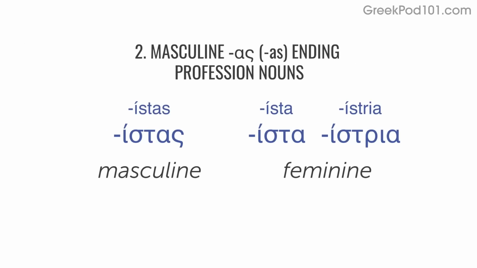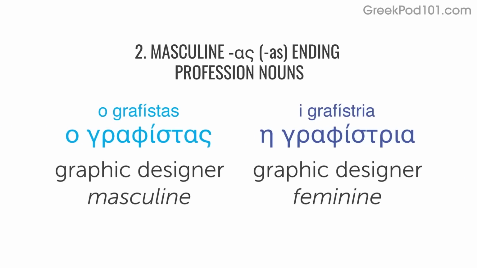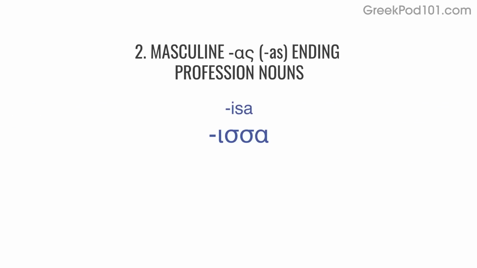The second category are the masculine as ending profession nouns. Here, around 1/3 of the nouns are identical for both genders and more than half are masculine nouns that end in istas, which form feminine versions in either ista or istria, like ο αρτίστας, η αρτίστα, artist, and ο γραφίστας, η γραφίστρια, graphic designer. Only a few feminine nouns of this category may end in isa.